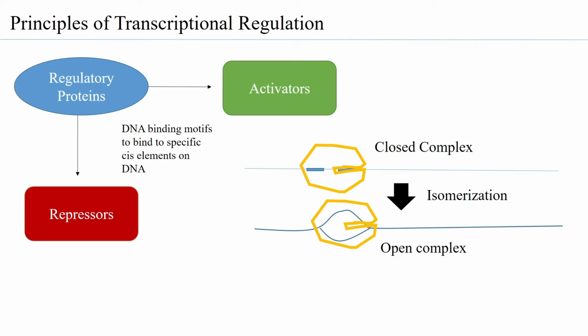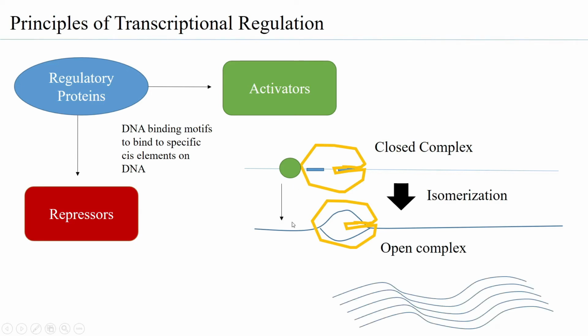But if you want to initiate transcription, then you have to ensure that it goes from the closed complex to the open complex. Say, for example, an activator binds to its cis element and interacts with the RNA polymerase. Then what is observed is generally the closed complex goes to the open complex, and then you will have many RNA being formed. Therefore, this is a positive regulator because it gives rise to many RNA from the gene.